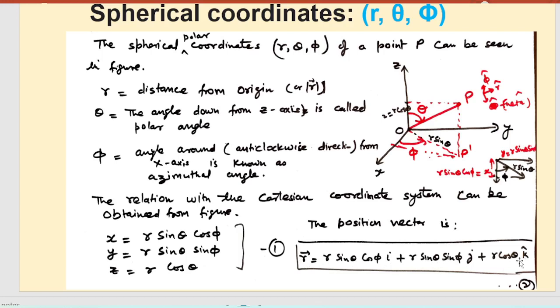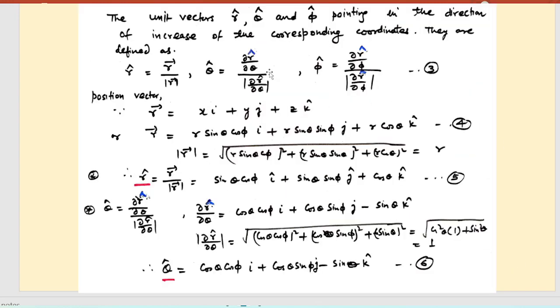Now we have to find the unit vectors r cap, theta cap and phi cap for spherical coordinates. r cap is the direction of increase of r, and it is the r vector divided by the magnitude r. Theta cap and phi cap depend on r cap, so theta cap will be delta r cap by delta theta divided by the magnitude of delta r cap by delta theta, and phi cap will be delta r cap by delta phi divided by the magnitude of this.